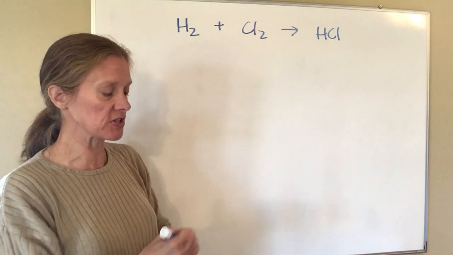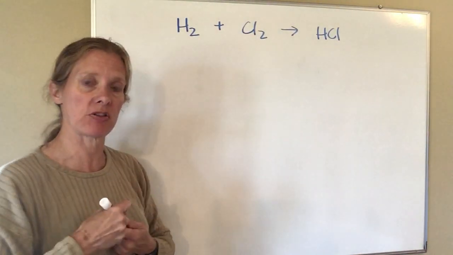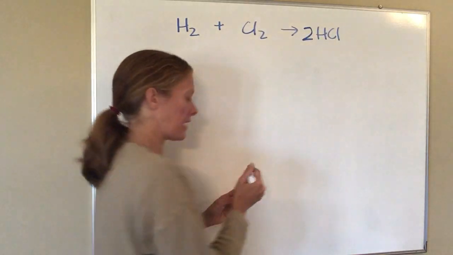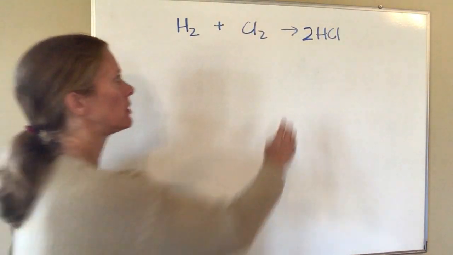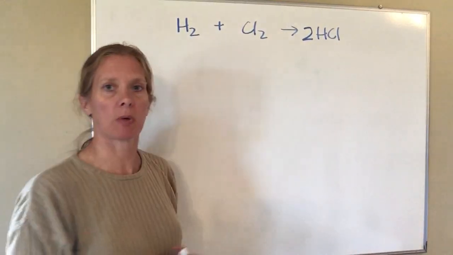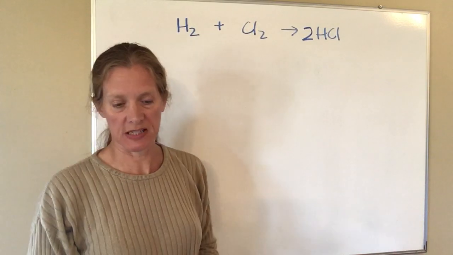So in order to make this balance, since I have 2 of everything on this side and only 1 of everything on this side, if I put a 2 in front of my HCl, I then have 2 hydrogens, which is what I have here, and 2 chlorines, which is what I have over here. Okay, so that one was pretty easy to balance.